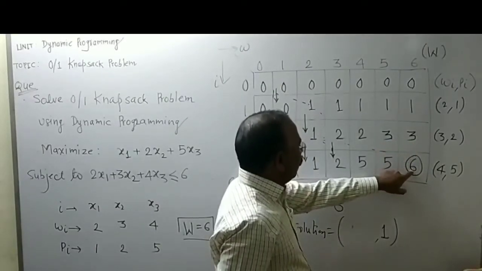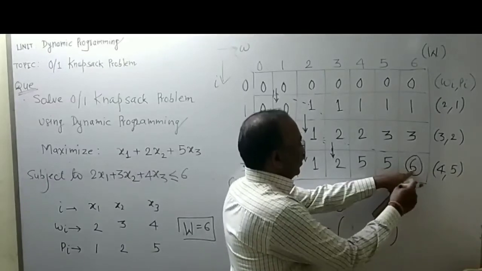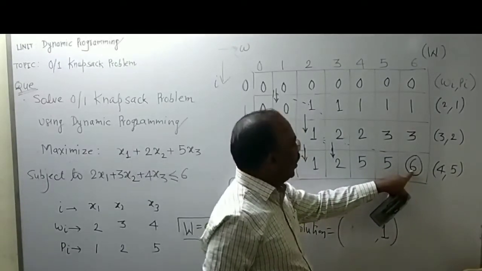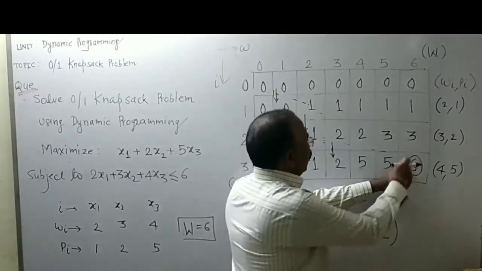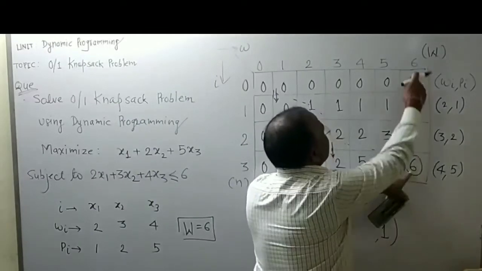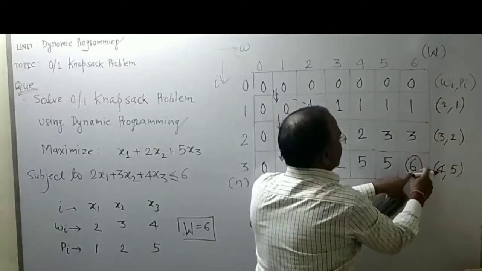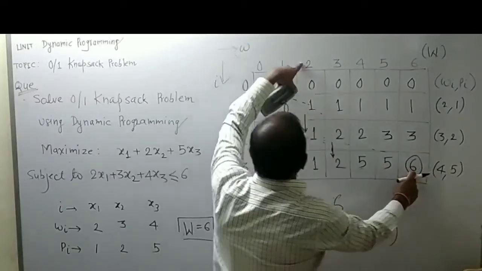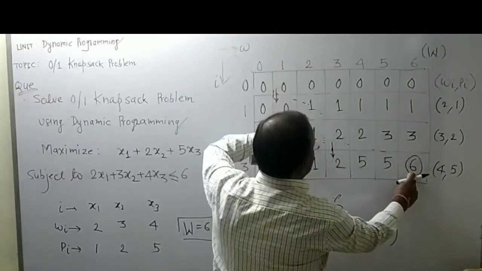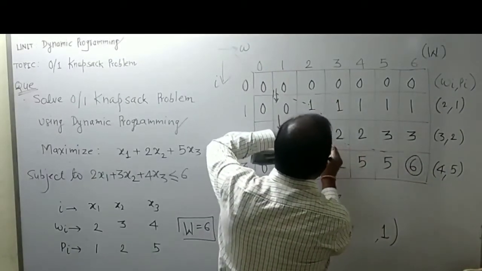That's why we have to find out another column. How to find out the another column? So we have the column 6. 6 minus 4, that is 2. We get the second column, means this cell. Now from this we will directly reach this cell.